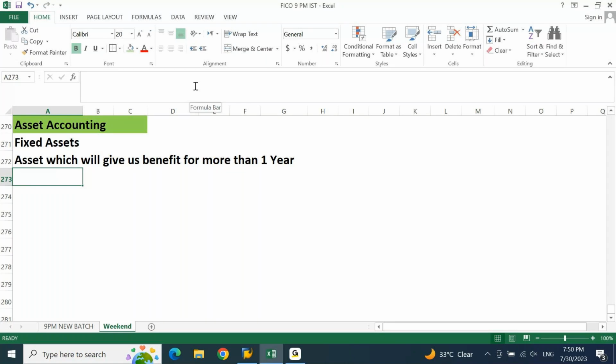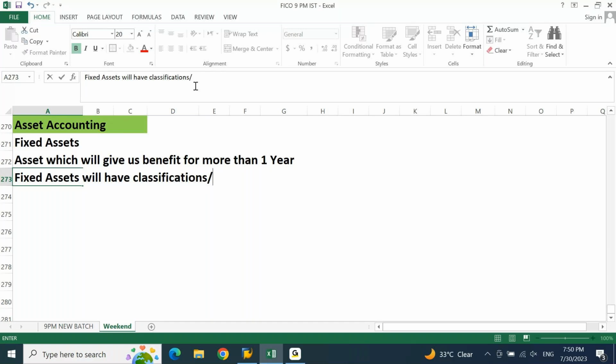Now these fixed assets will have classifications or groups. It's not that you call everything a fixed asset. Within fixed asset we have certain classifications or certain groups. What is the classification group that you have in your fixed asset?